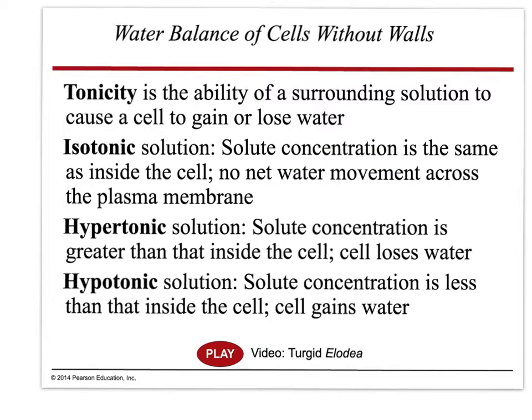So if it has more solute than what's in the cell, does it have more or less water? Has less water, so where's it going to go? So water's going to move out. And the opposite with hypotonic. Hypo means under, right? Hypoglycemia is low blood sugar, so hypotonic, the solution has a lower amount of solute than what's in the cell, a higher amount of water, so water rushes into the cell.